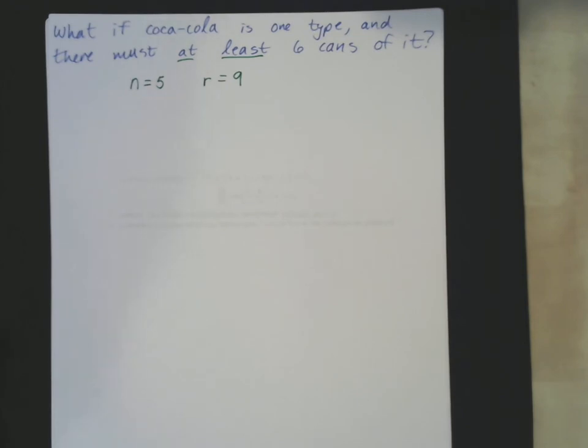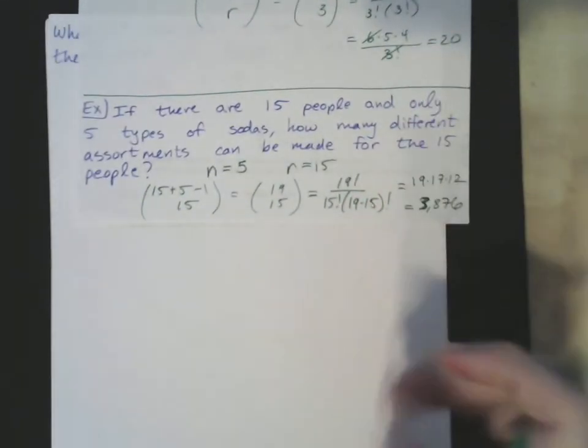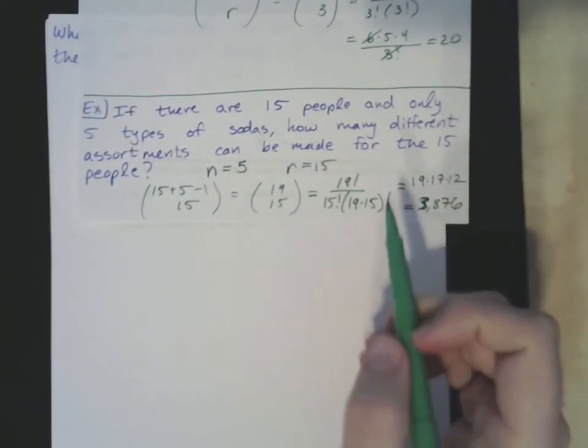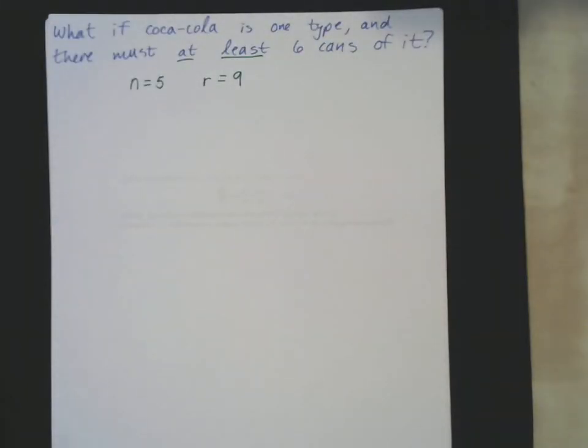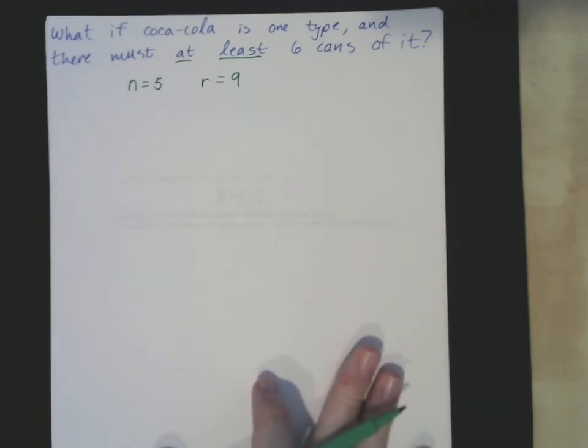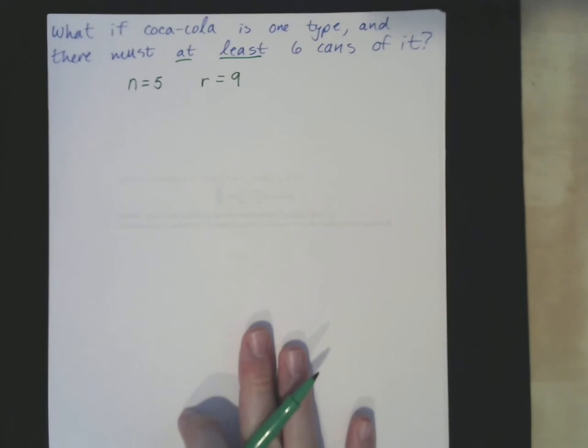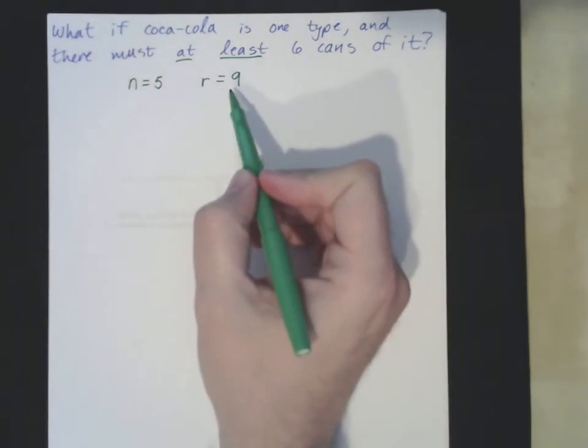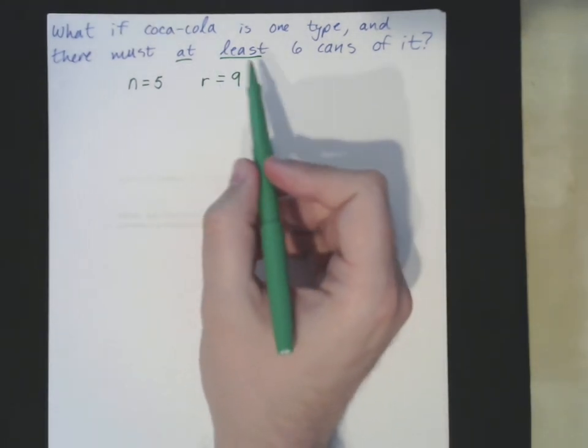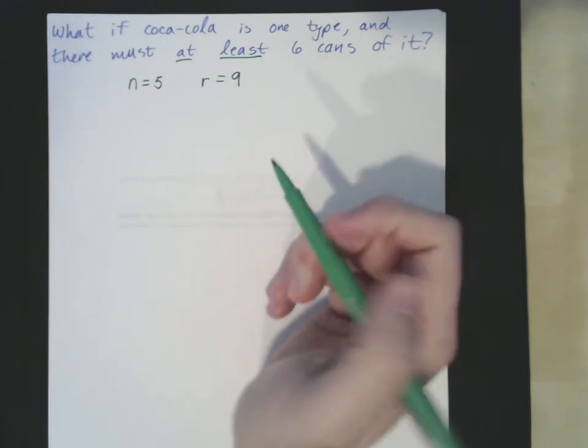Because we don't care if all 15 are Coke. That's one of the options in this number here that we just calculated. So one of the 3,876 options is all 15 are Coca-Cola. Another one is where 7 are Coca-Cola. Another is when 8 are Coke, 9 are Coke, 10 are Coke, 11 are Coke, 12, and so on. So we don't exclude those because they're still options. They're still multisets. But we do know that we can't pick more than 9 different options if 6 need to be Coca-Cola.